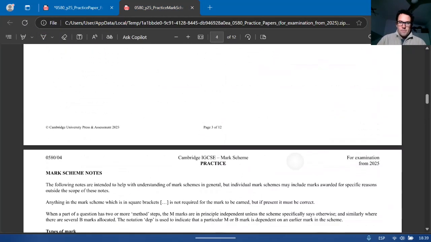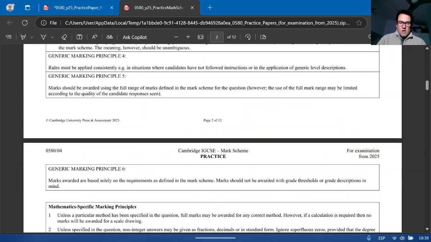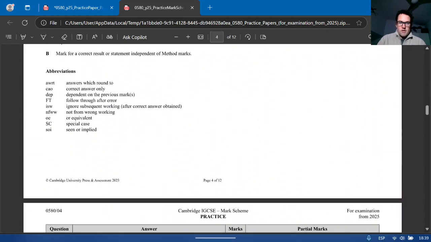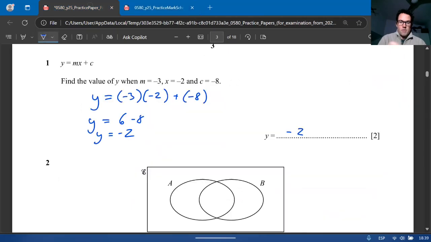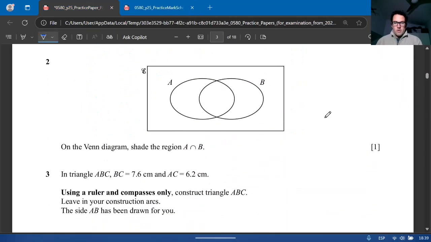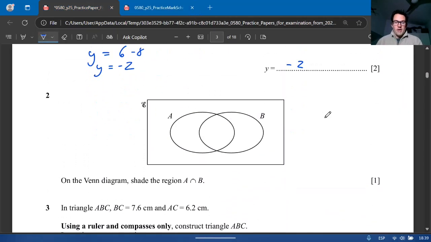Mark scheme. Let's have a look there. Minus 2, just like they said. No problems.